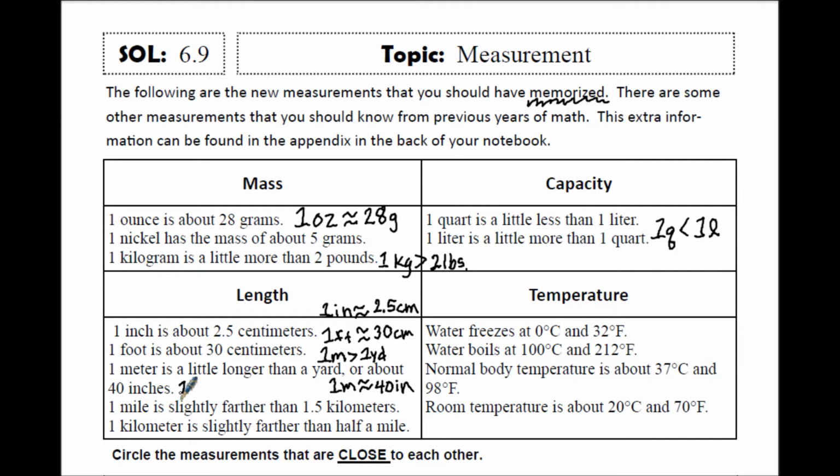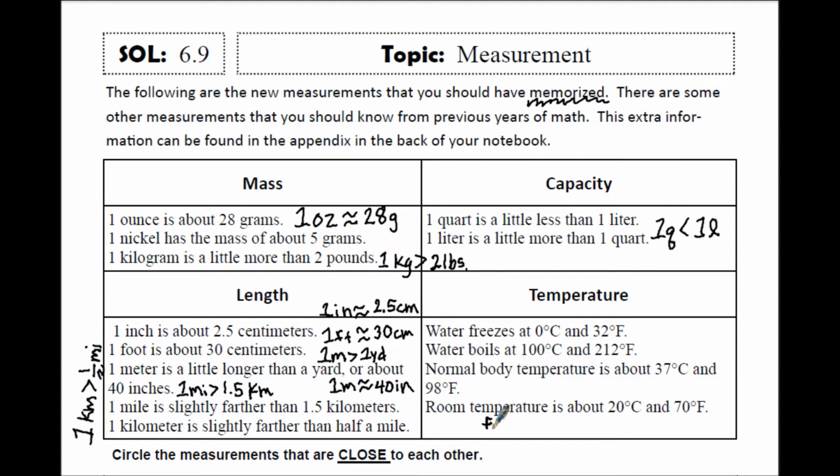We also see that 1 mile is slightly further than 1.5 kilometers. And I like to think of a 5K that you run is about 3 miles. So you can kind of think about it that way as well. You also need to know that 1 kilometer is slightly further than half a mile. So a kilometer is about half a mile. And 1 mile is about 1.5 kilometers. But a mile is further than 1.5 kilometers, and 1 kilometer is further than half a mile.